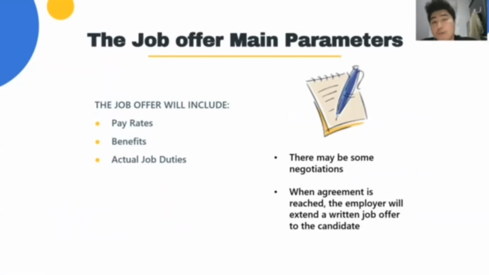And then there are the job offer's main parameters. The job offer will include the pay rates, benefits, and actual job duties. After you discuss these three things, there may be some negotiation between you and the job seeker before reaching an agreement. And when an agreement is reached, the employer will extend a written job offer to the candidate.